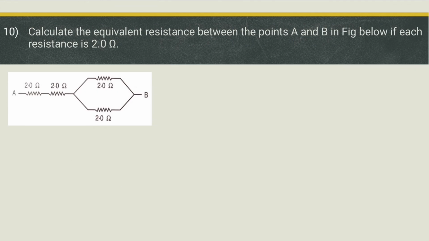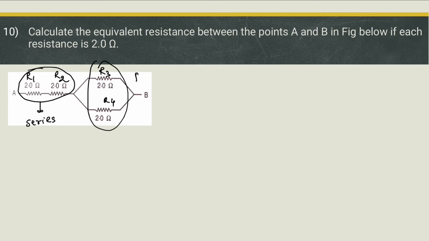Numerical number 10. Calculate the equivalent resistance between the points A and B in the figure below if each resistance is of 2 ohm. Let me first label each resistor here R1, R2, R3 and R4. Now as you can see here, R1 and R2 are connected in series. Okay, so R1, R2 will give us the series connection. R3 and R4 are connected in parallel.